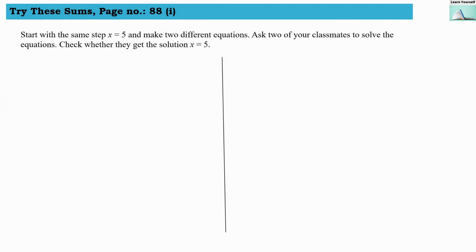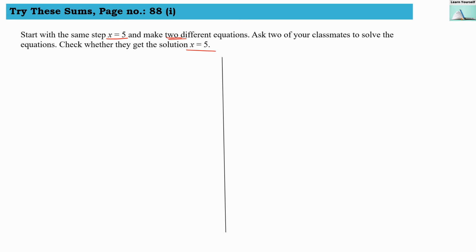Try these sums, page number 88, question 1. Start with the same step, x equals 5, and make two different equations. Ask two of your classmates to solve the equation. Check whether they get the solution x equals 5 or not. So first we have to make two equations and then we have to solve.